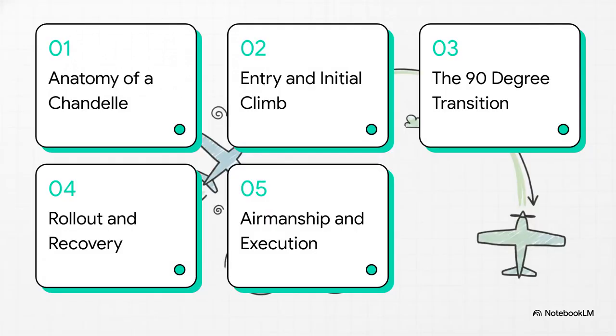Here's our flight plan for this explainer. First, the anatomy of a Chandelle. Second, the entry and initial climb. Third, the 90-degree transition. Fourth, the rollout and recovery. And fifth, airmanship and execution. Let's get right into it.